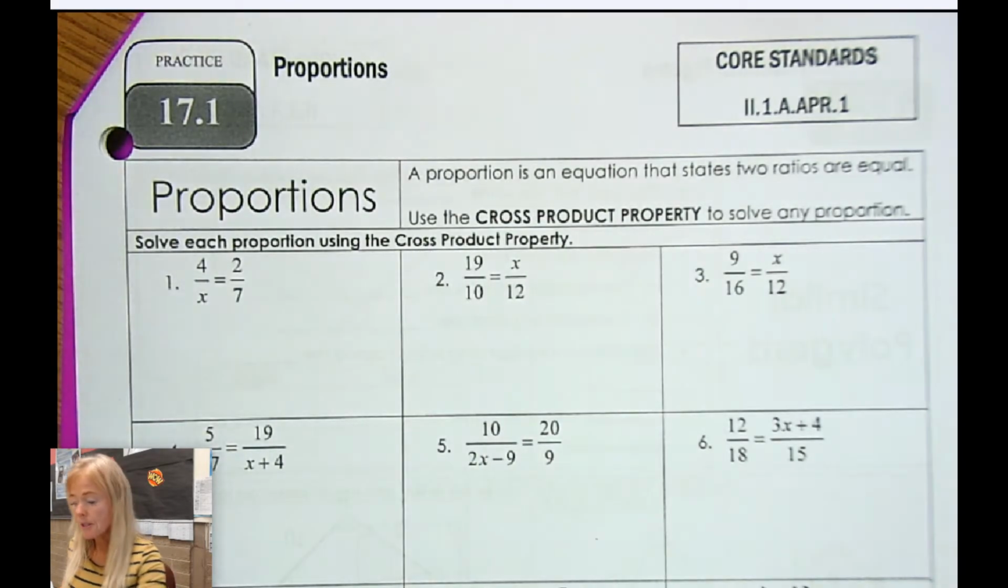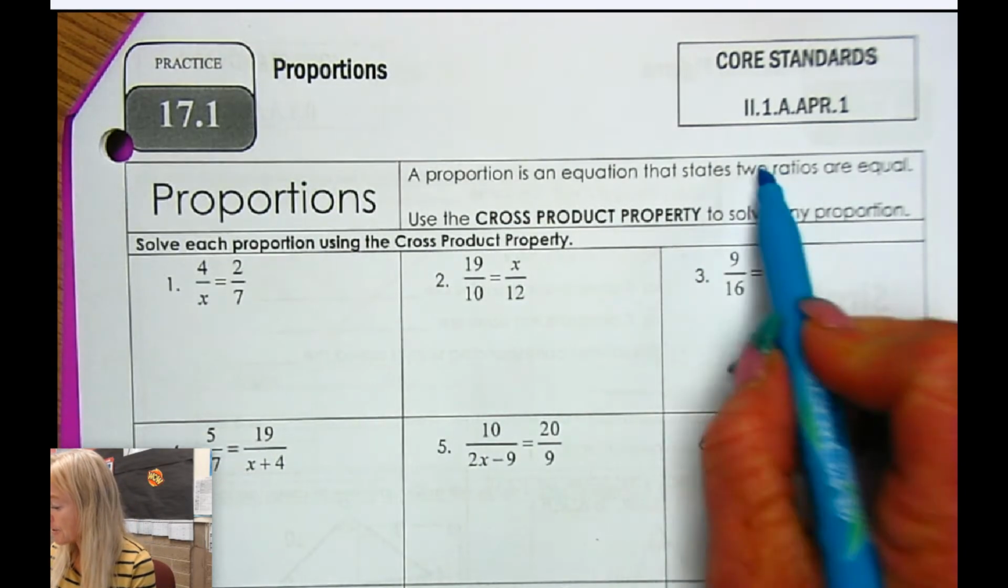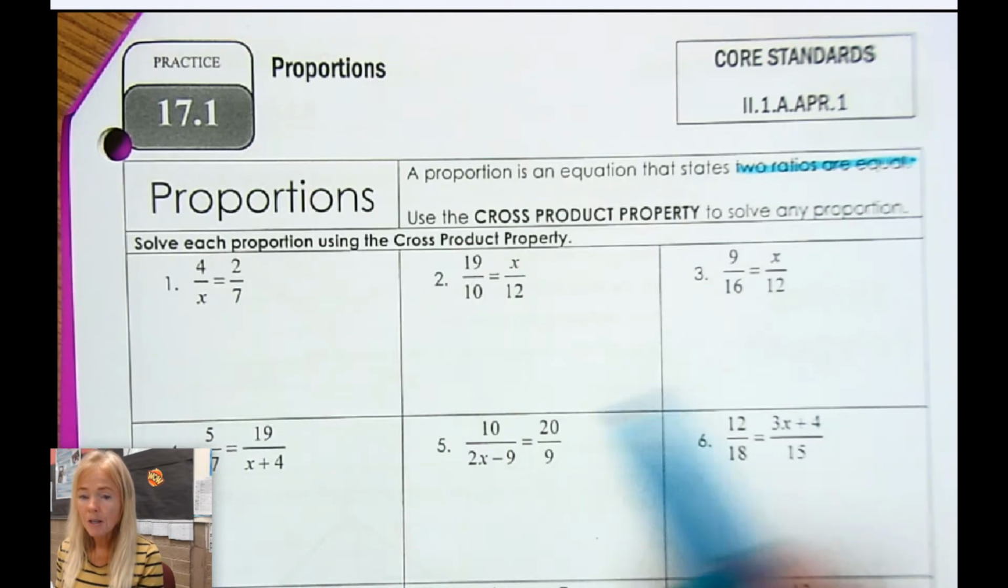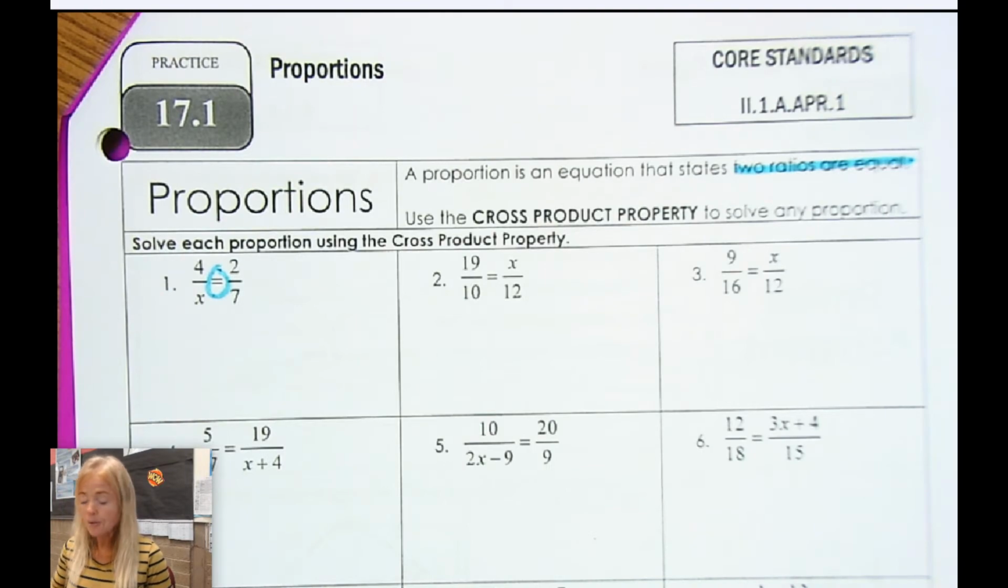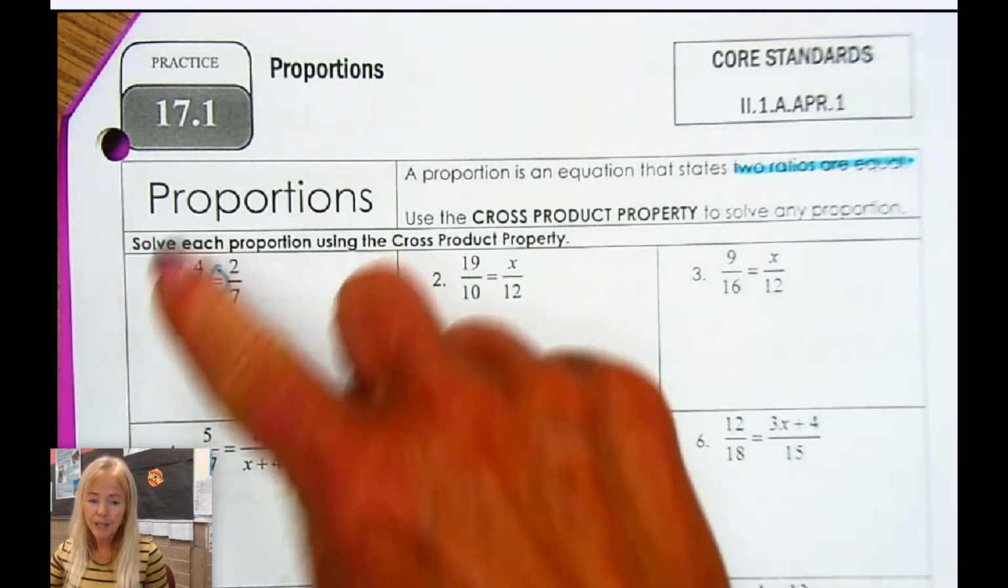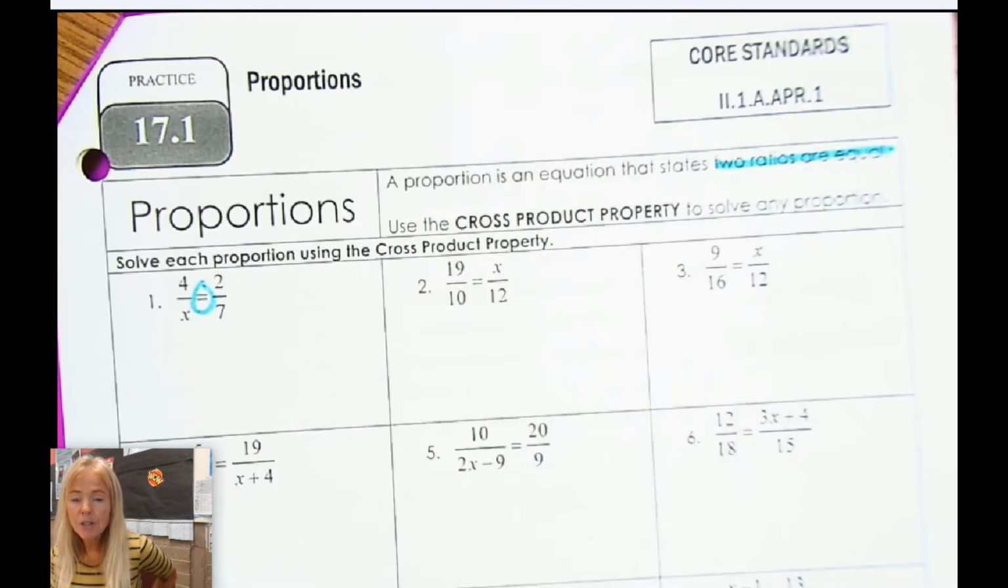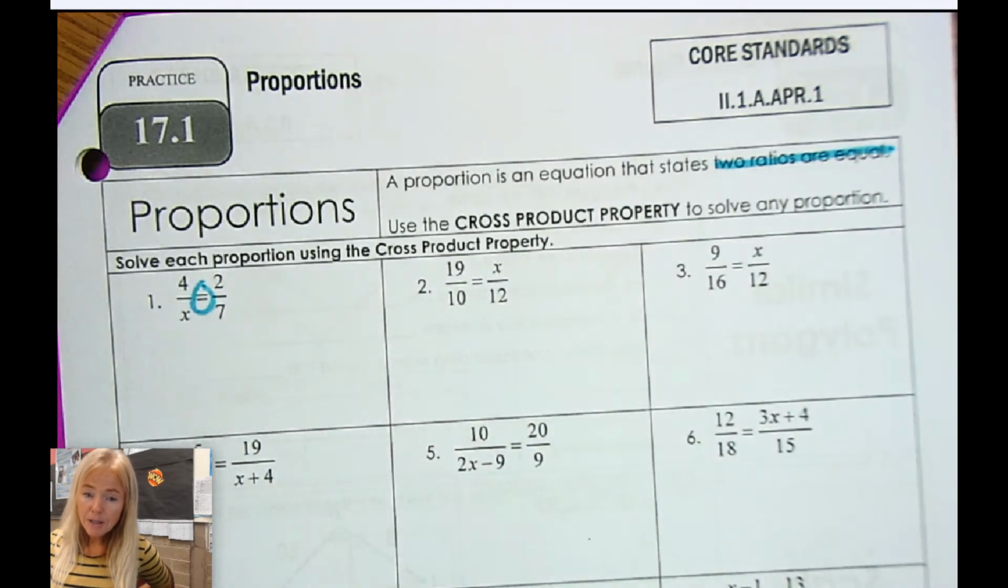So a proportion is an equation that states two ratios are equal. That means you must have an equal sign in between the two ratios. So 4 over x is a ratio, 4 to x. 2 over 7 is a ratio, 2 to 7. And if both ratios are equal, then you have what we call a proportion.